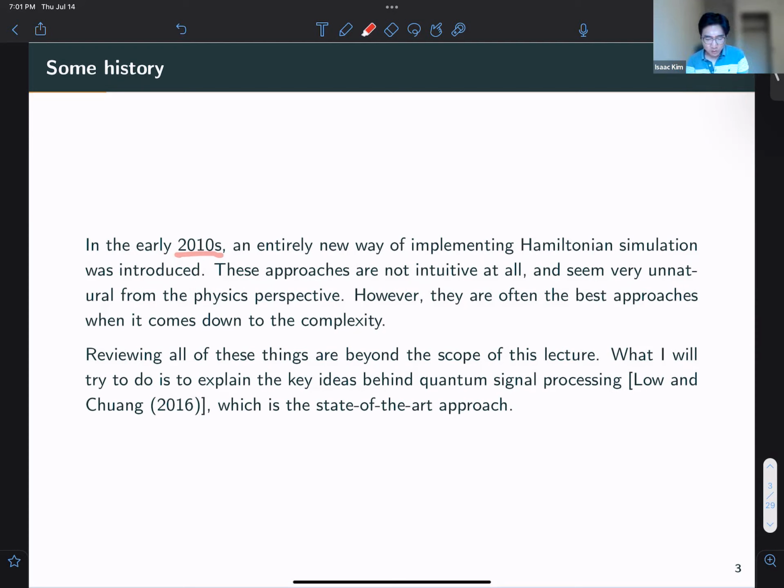So unfortunately, reviewing all of these things is well beyond the scope of this lecture, so I won't be able to get into a lot of details. But what I will try to do is to explain the key ideas behind the state-of-the-art algorithm known as qubitization. This is a very important algorithm that was discovered by Low and Chuang in 2016. And this is pretty much the standard for any Hamiltonian simulation algorithms.